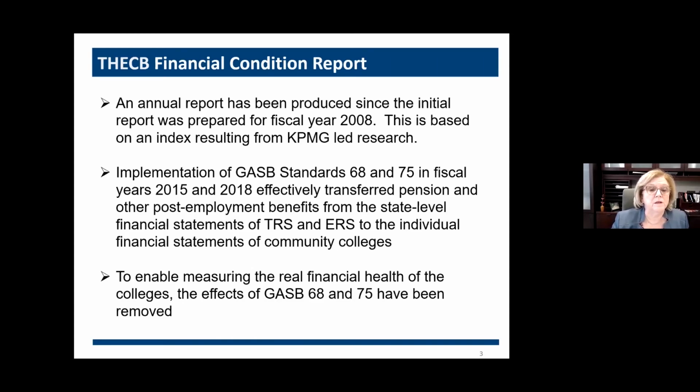So to enable measuring fiscal health in a very operational sense, the effects of GASB 68 and 75 are removed from the financial reports that the coordinating board puts out annually. So if you were to look at your college's financial statement and then at the report from the coordinating board, you may see some different figures, and that's why: the effects of those two accounting entries are removed.